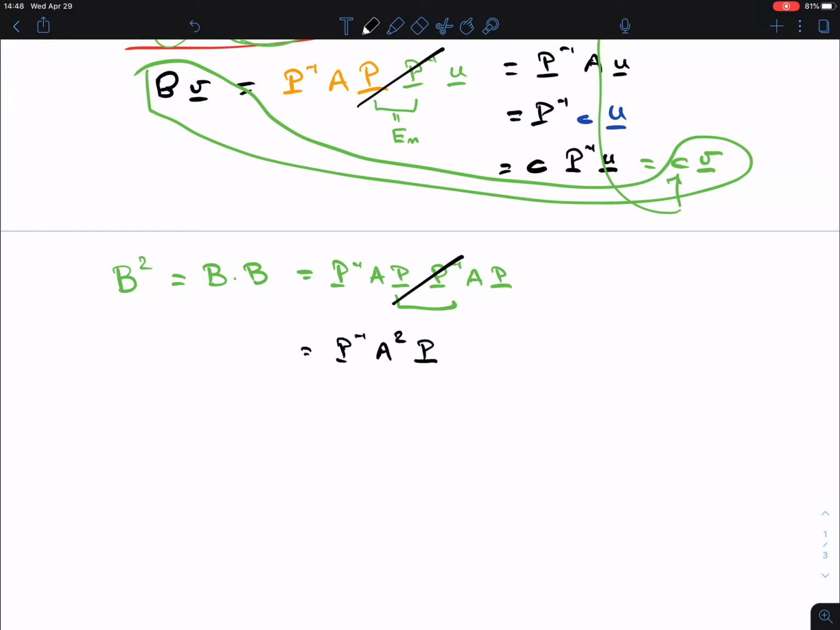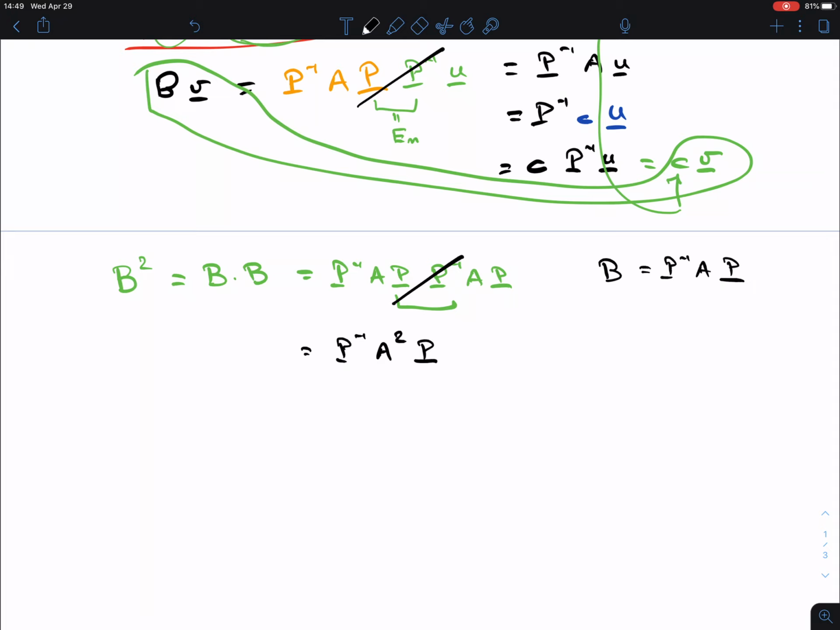So what does it say? Remember, B was P inverse A P. So B was similar to A via this matrix P. And then we see that B squared is similar to A squared via the same matrix. So not only are the powers similar if two matrices are similar, but they are similar using the same matrix P. That's kind of neat, right? And that's the thing that we're going to exploit.